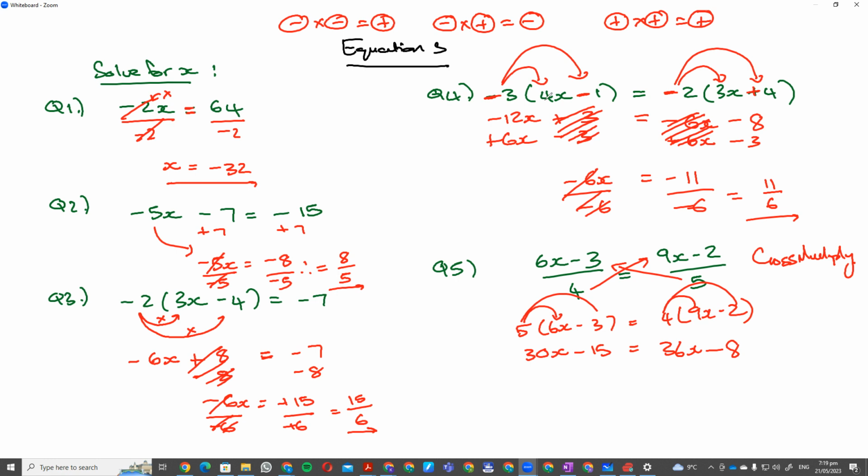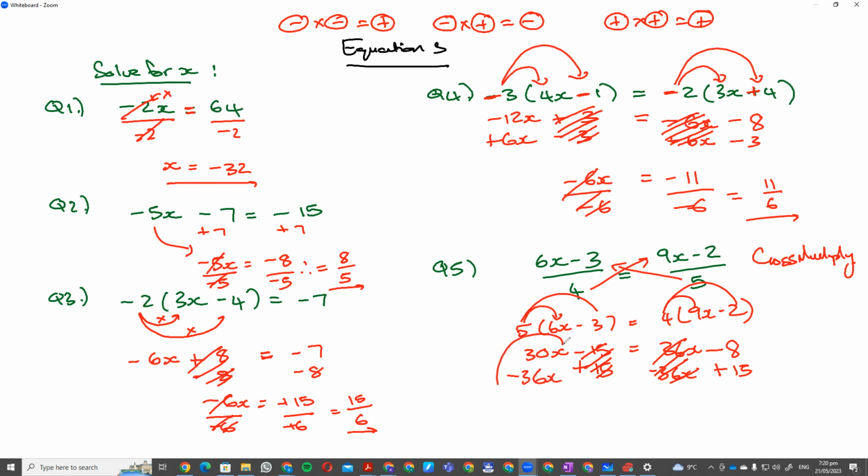Now we're back to square one. This looks very similar to that. We want to get x's onto one side. We want to get all the numbers on the other side. So let's do the opposite of negative 15 and add 15 on both sides to remove it. Let's do the opposite of positive 36x and put minus 36x on both sides to remove the right hand side x's.